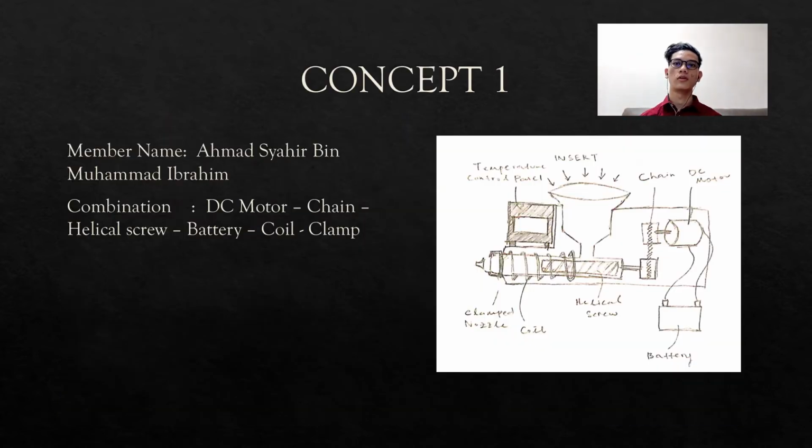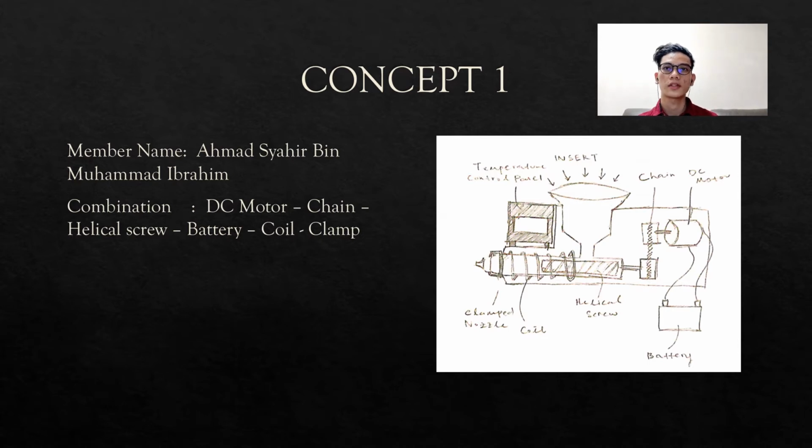I will be presenting the concept sketching for concept 1. For concept 1, the combination that I have made based on the morphological chart is a DC motor as the drive unit with a chain as the linkage from the motor to the helical screw design, which is the moving mechanism for the raw material to go into the heating element, which is the coil.